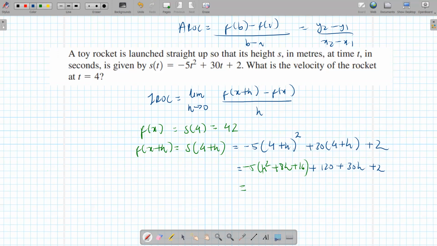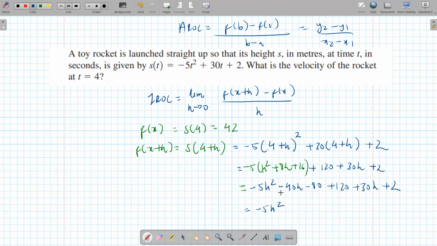Negative 5h squared. What else? Plus 80 times h. Minus 40h minus 80 plus 120 plus 30h plus 2. Now we're going to clean this up so you get minus 5h squared, yeah?